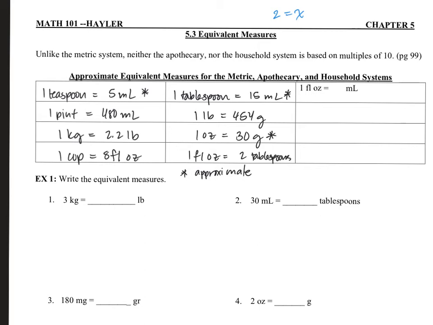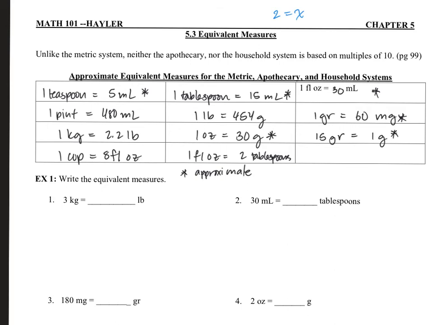One fluid ounce is equal to... goodness, this is the wrong notes. 30 milliliters, that's also an approximation. 1 grain is equal to 60 milligrams, also an approximation. So a lot of these are approximations, but sometimes that's what happens when you convert between units. Things are not perfect, sadly.